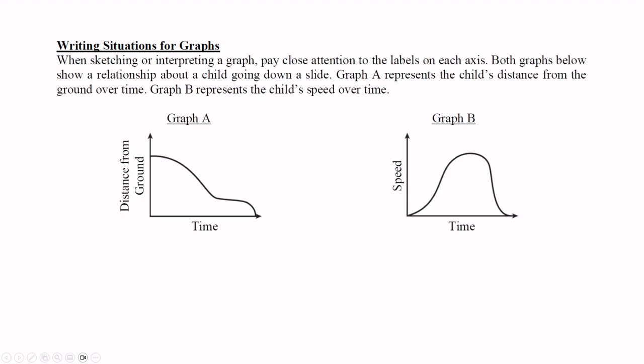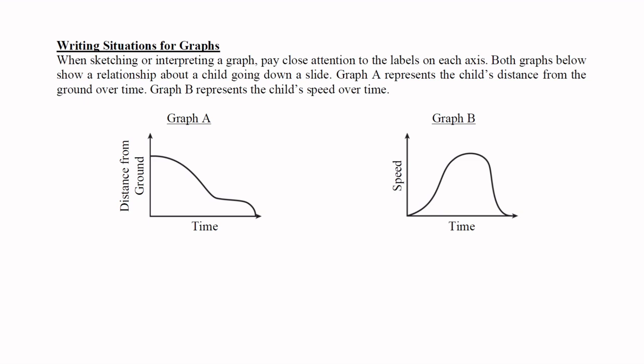Now let's talk about writing situations for graphs. When sketching or interpreting a graph, pay close attention to the labels on each axis. Both graphs below show a relationship about a child going down a slide. Graph A represents the child's distance from the ground over time.